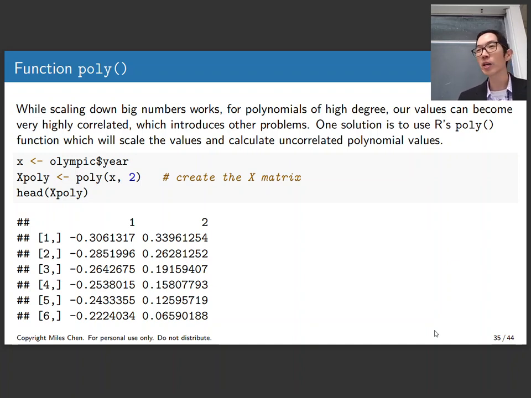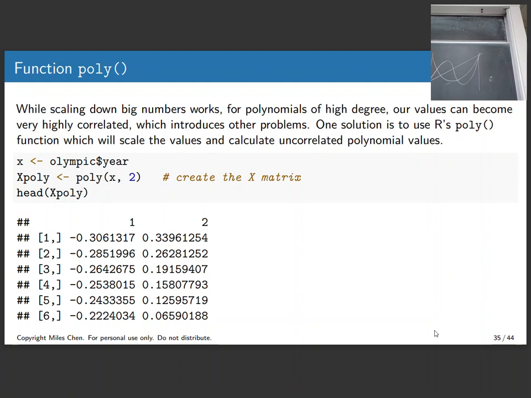Poly will automatically scale the values. And so for your range of x values, you're going to have your linear component, and then the quadratic component will look something like this, so that the correlation between the quadratic and the linear is going to be 0, okay? And then if you add a cubic, it's going to look like this, and the correlation between the cubic and the linear is 0.